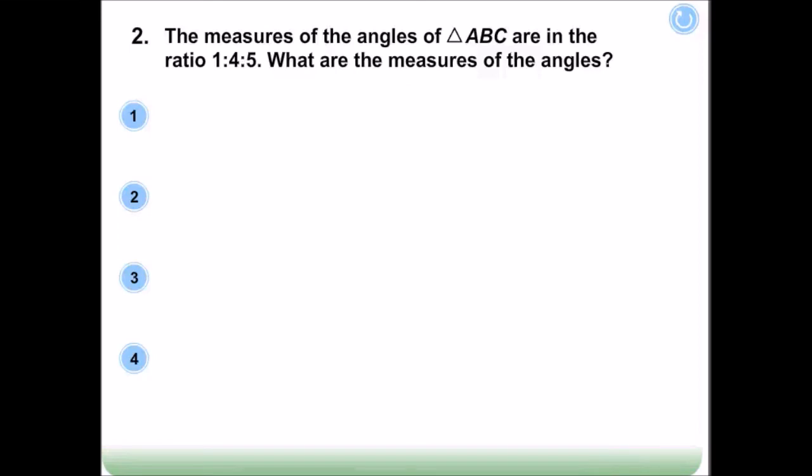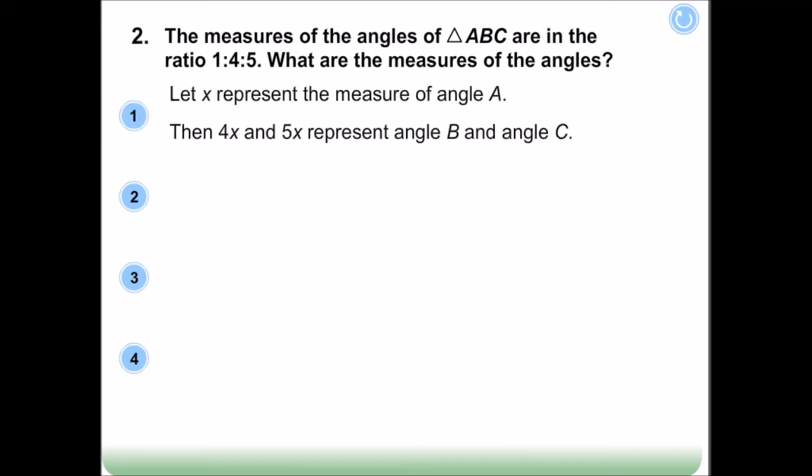Now let's take a look at example 2 on the bottom of page 390. The measures of the angles of triangle ABC are in the ratio 1 to 4 to 5. What are the measures of the angles? First, let x represent the measure of angle A. Since the ratio is 1 to 4 to 5, then 4x and 5x represent angles B and C. Next, write your equation. x plus 4x plus 5x equals 180.